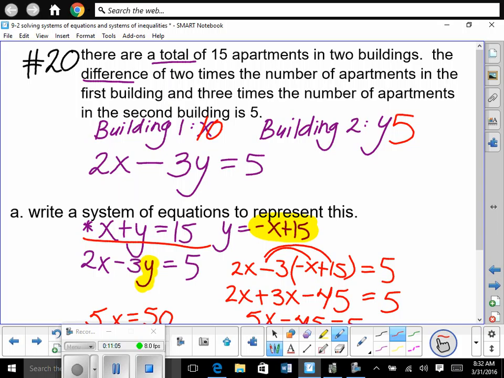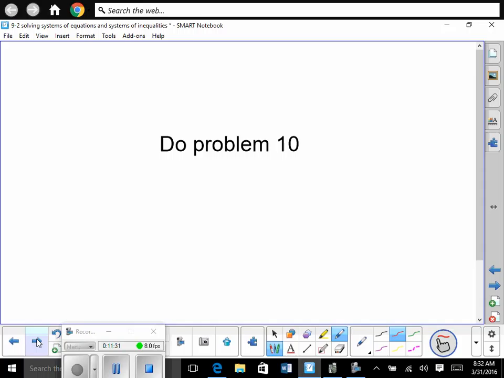Yeah. So it says, write a system of equations. Oh, and I used x and y. It said to use f and s. Does it matter the variable? No. Okay. So we're good. So we've answered A and B. We set up a system of equations, and then we solved. So now I want you guys to try, go about it the same way. Do problem number 10. So figure out what's x, figure out what's y, and then set up a system of equations based on what you're given.